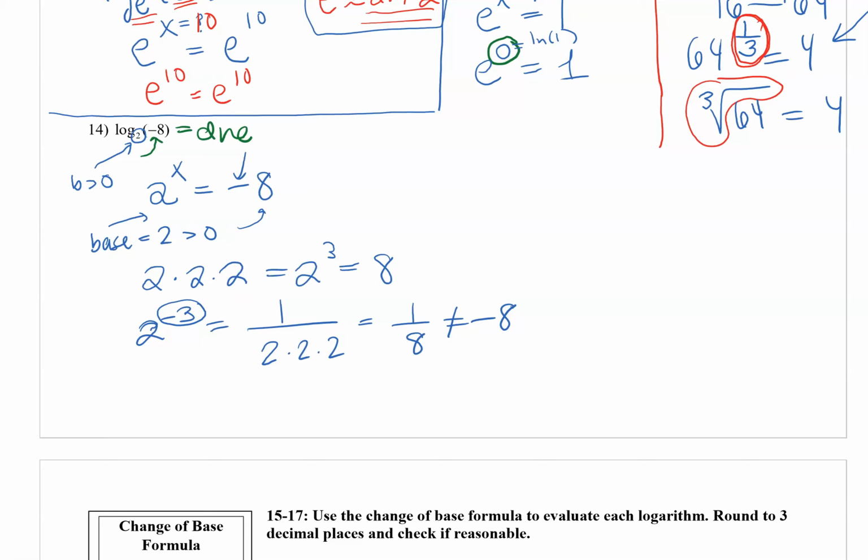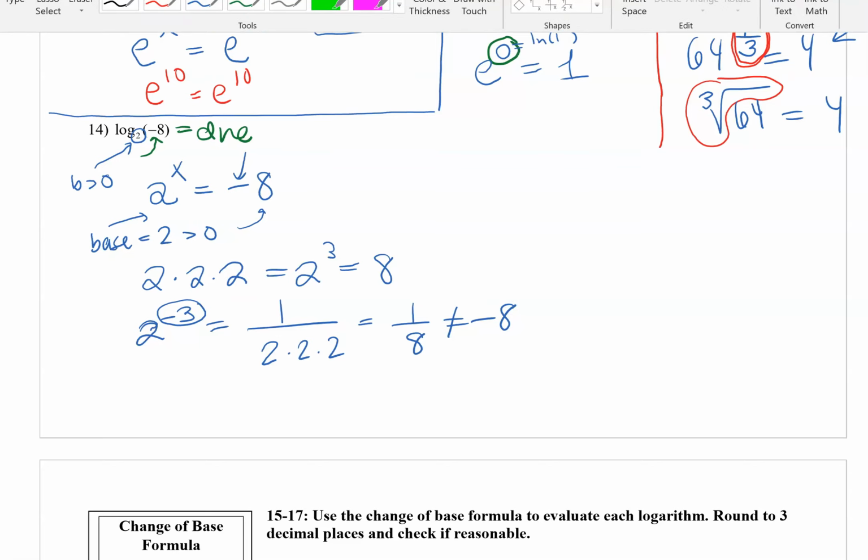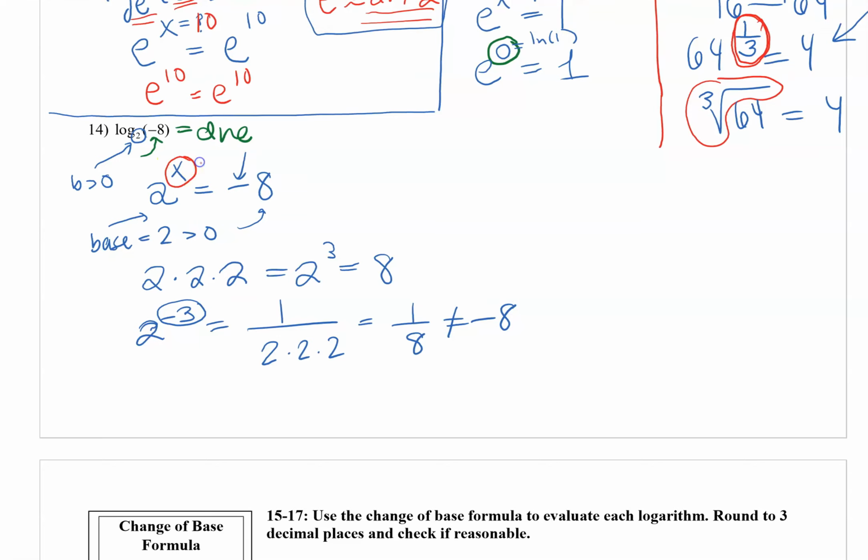So there's just no exponent that you could raise 2 to get a negative value. It just can't happen. Another thing we have to understand about logarithmic expressions is that their domain, which represents the inputs, the things you're allowed to plug inside, can only be positive. I'm putting a here because that's what we used earlier, right? We had log base b of a.